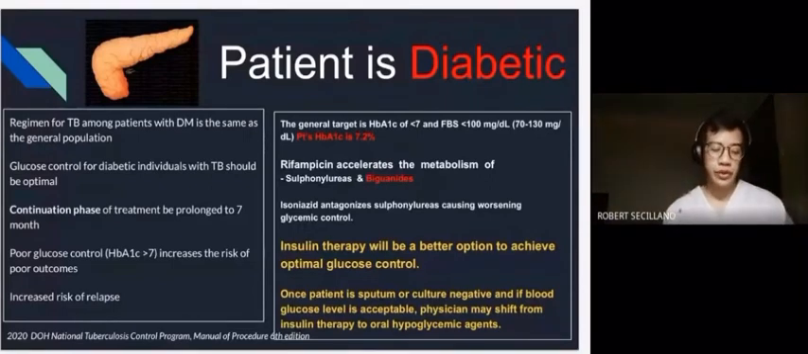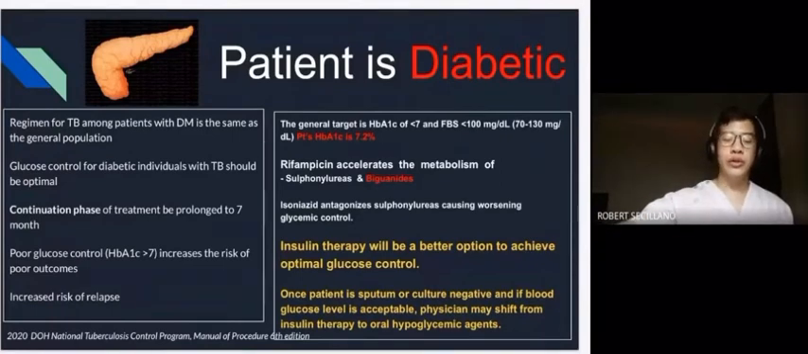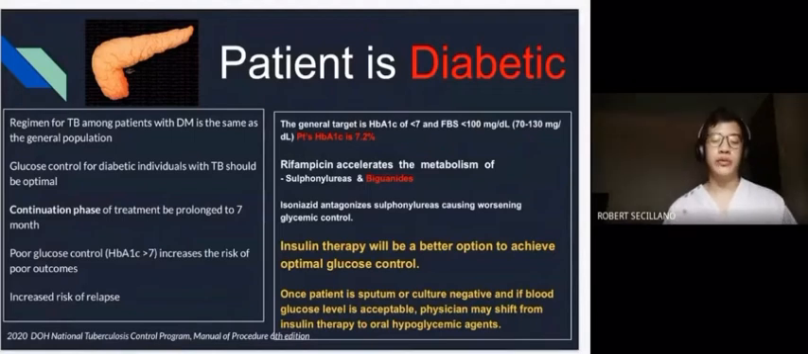So yeah. So rifampicin accelerates the metabolism of sulfonylureas and biguanides. Remember, in our case, the patient is taking metformin, which is a biguanide. So rifampicin will accelerate the metabolism of biguanides. Also, isoniazid antagonizes sulfonylureas, causing worsening of glycemic control. So the National TB Program prescribed that insulin therapy will be a better option to achieve optimal glucose control.